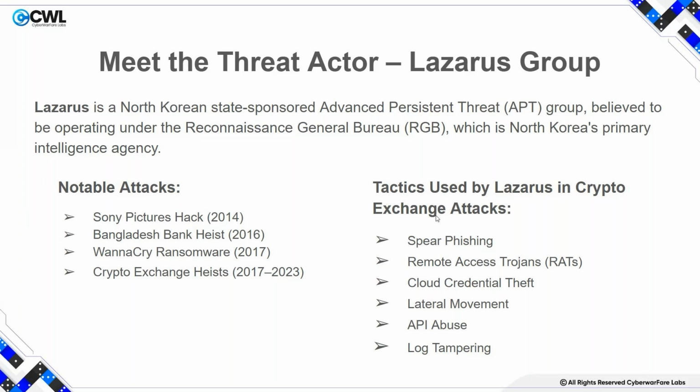Let's move on to the next part, which is our threat actor. I call this section Meet the Threat Actor: the Lazarus Group. Let's talk about the real threat actor possibly responsible for several high-profile attacks on the cryptocurrency ecosystem. The Lazarus Group is a North Korean state-sponsored APT group believed to be operating under the RGB, North Korea's primary intelligence agency. Over the years, Lazarus has transitioned from cyber espionage to full-scale financial cybercrime, focusing heavily on crypto platforms.